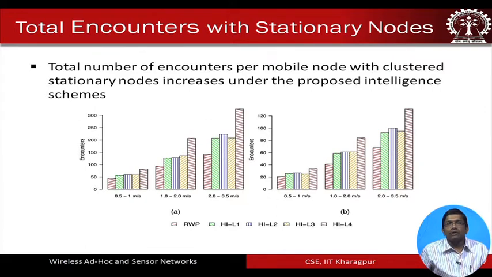That was not adopted. They used the basic, stochastic RWP, which we have studied in the context of mobility models when we were talking about pure ad hoc networks. We already know what RWP is, and the schemes were compared with that RWP.